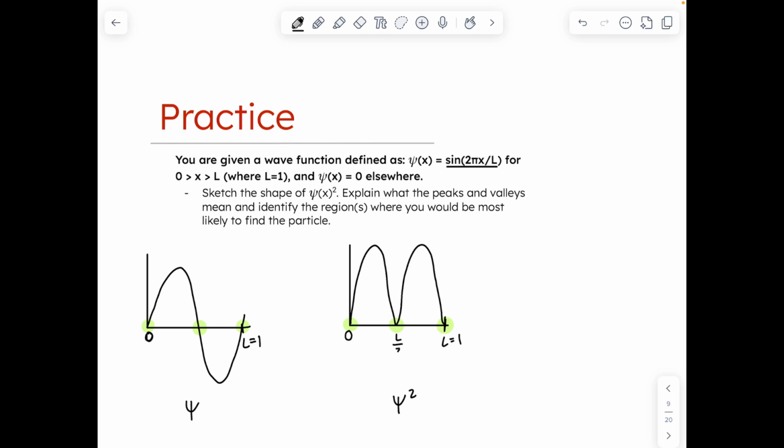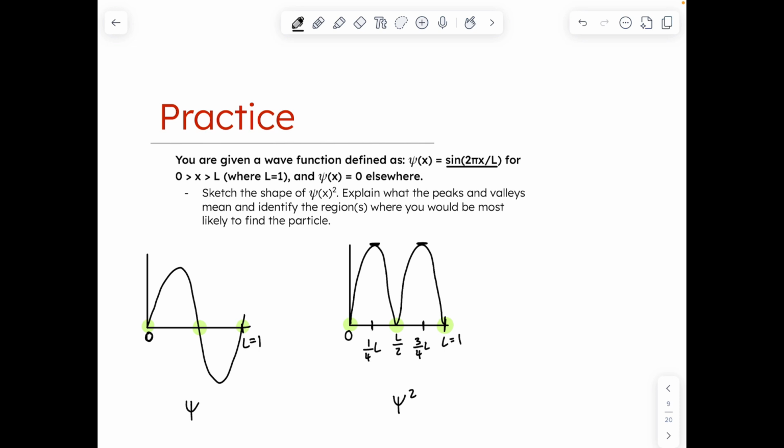That's a node. But then you can see where these peaks are the highest, that's where you're going to have the highest probability of finding a particle in that space. So essentially here and here is going to be your highest probability. So that's going to be 3/4 of L and also 1/4 L.